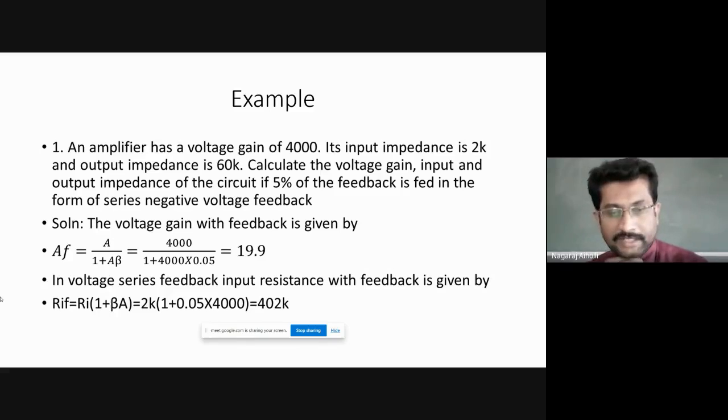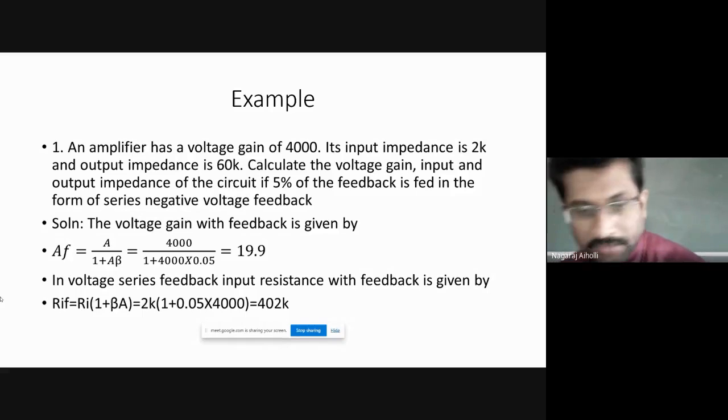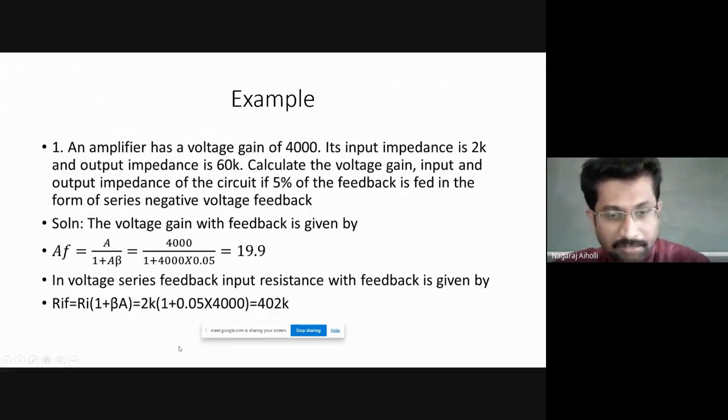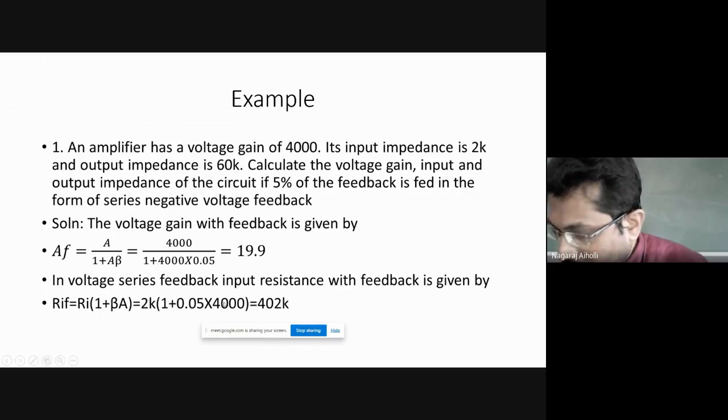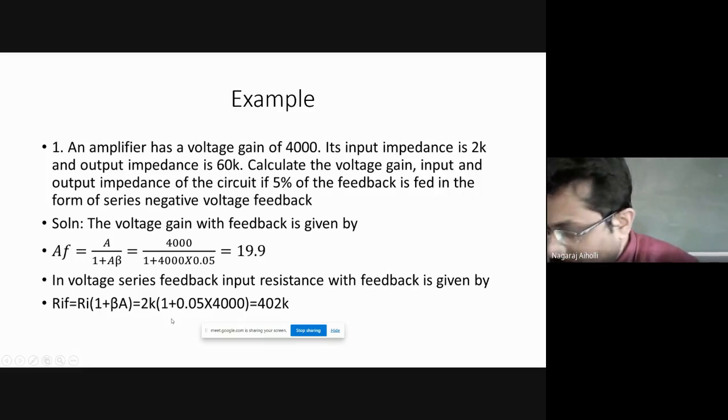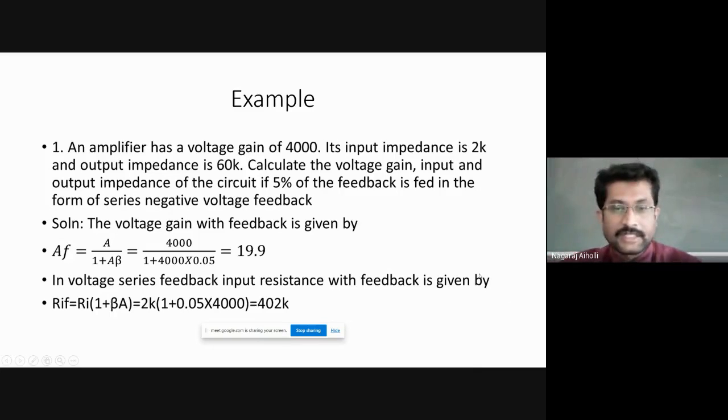That is 402k is correct then, right? 402k is correct. Is it not? So first what we have to do is multiply in your calci. First do this operation, put it into bracket, or first you do this multiplication. 0.05 into 4000, right? That will be 200 plus 1, that is 201 into 2000, that comes out to 402,000. That is 402k. It is correct, right?